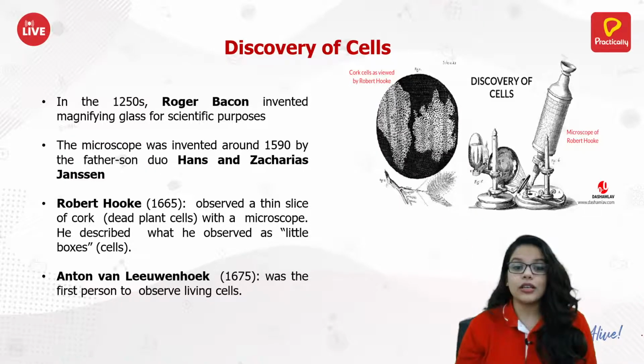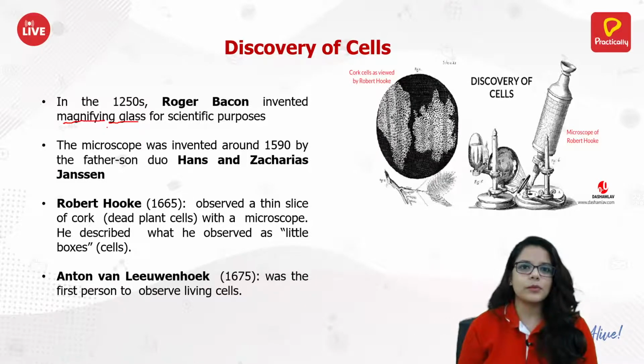Now, before I start talking about what a cell is, the definition of a cell, and how many types of cells there are, we'll talk a little bit about the history of the cell. Basically, there was a person called Roger Bacon. That is where it started, where people started to know about the cell. Roger Bacon was a British philosopher, and he had a lot of ideas on optics, alchemy and so on. He was basically a very brilliant person, and he was the one who actually invented the magnifying glass for scientific purposes.